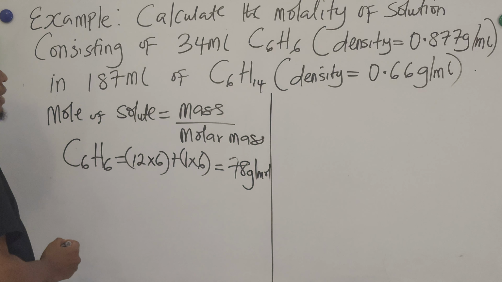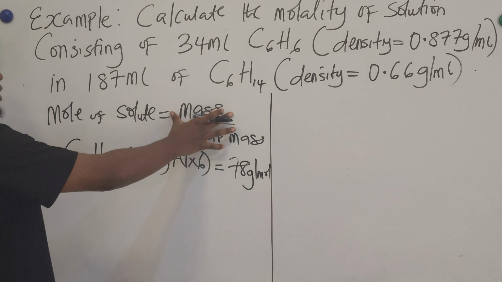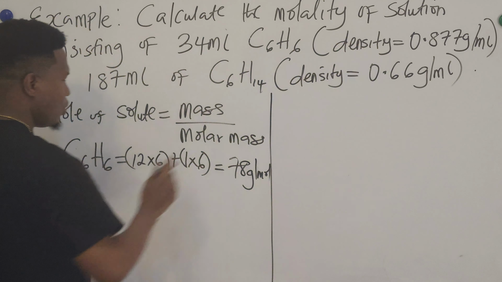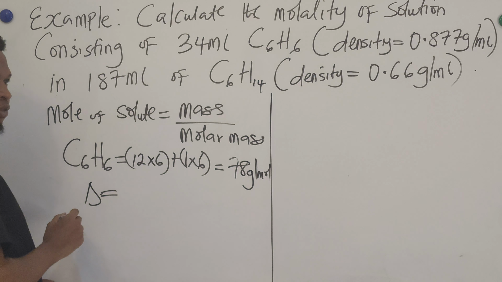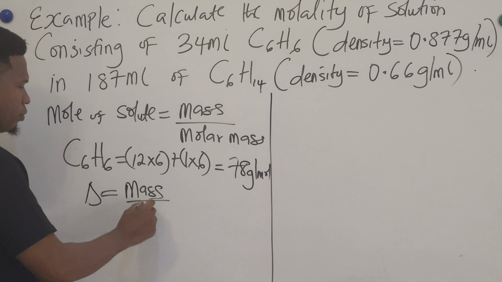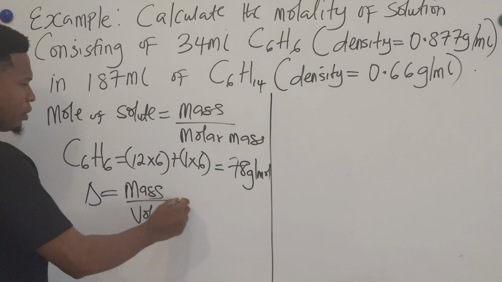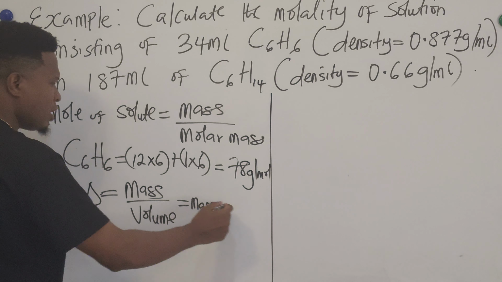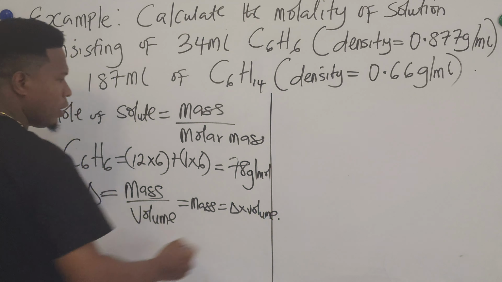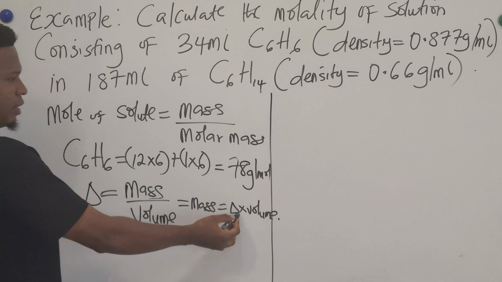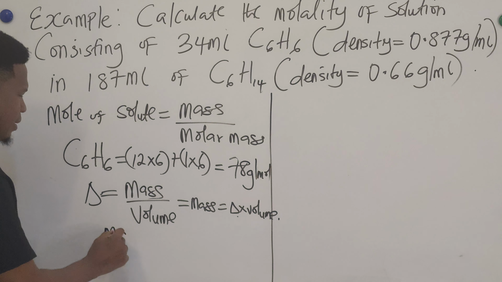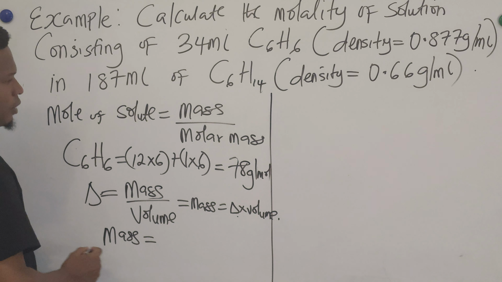So, what next? We don't know the mass. But they gave us volume and they gave us density. So density, from your knowledge of chemistry and physics, is mass over volume, right? So we can make mass the subject. So mass will become density times volume, right? Since we know the density and the volume, we can get the mass.